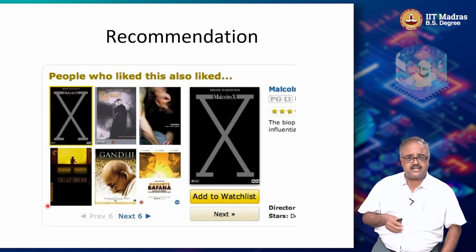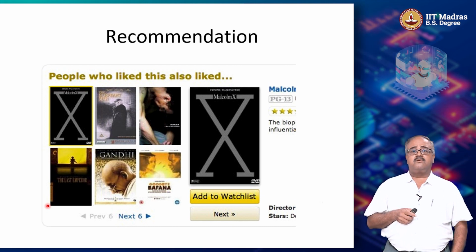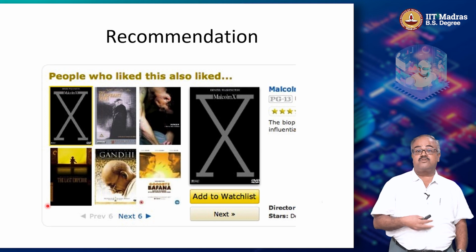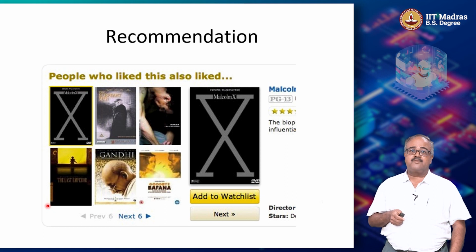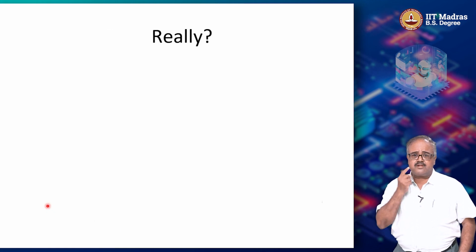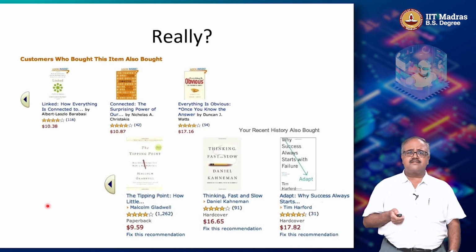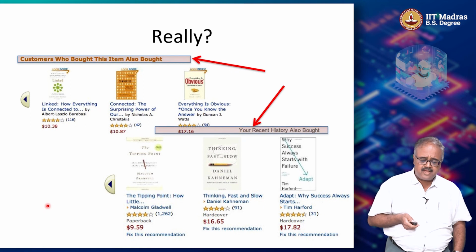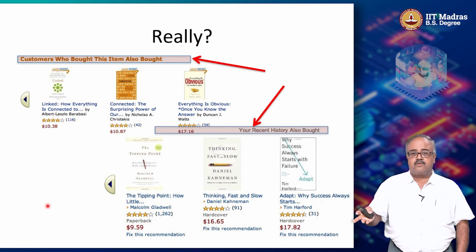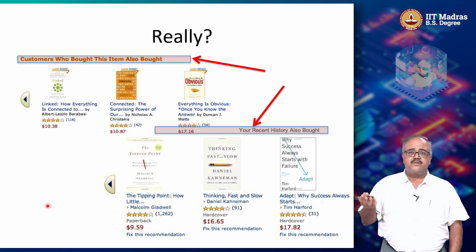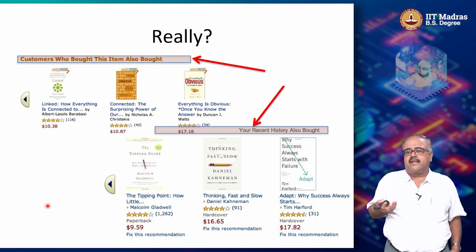Likewise, you could think about recommendation engines, where you're talking about recommending things like movies or books to people. And so it's quite often one of the mechanisms of choice. But then you might be thinking, really, what trial and error when you're talking about recommendation systems? Can't you do things like this: customers who bought this item also bought, or your recent history also bought. There are a whole bunch of different ways in which you can suggest items to people. Why do you need trial and error here?